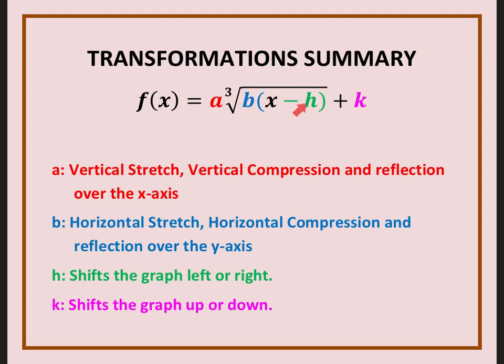Now the h. Notice that the h has a negative in front of it. So that means that any number we see here, it's actually the negative number of it. So if this says -3, then h is really a +3. And the h value moves the graph left and right. And the k value is going to shift the graph up and down. If you see a positive here, it goes up. If you see a negative, this goes down.